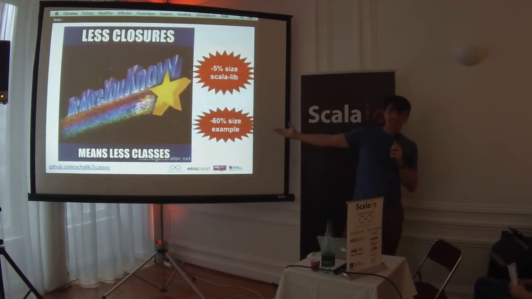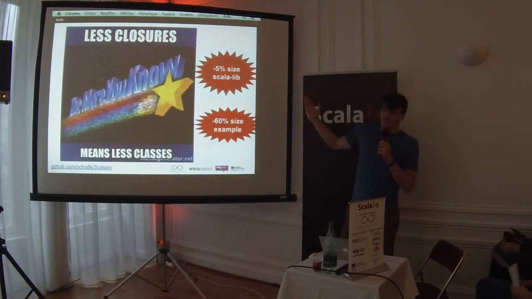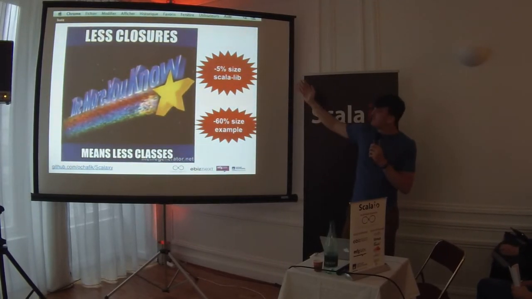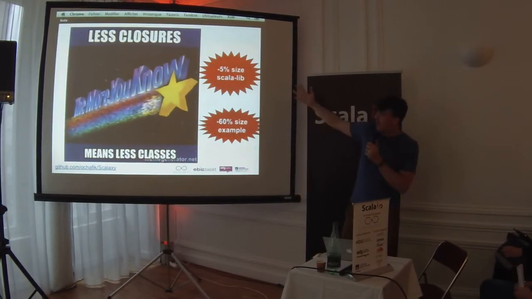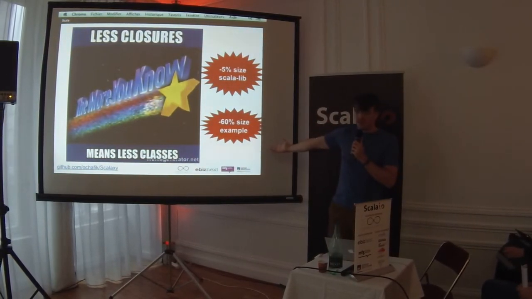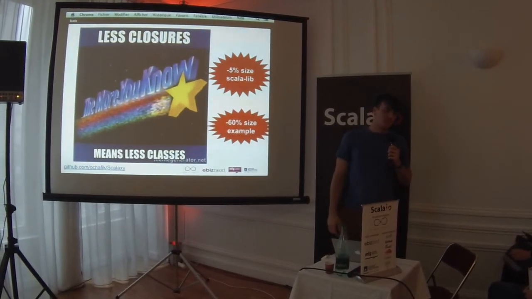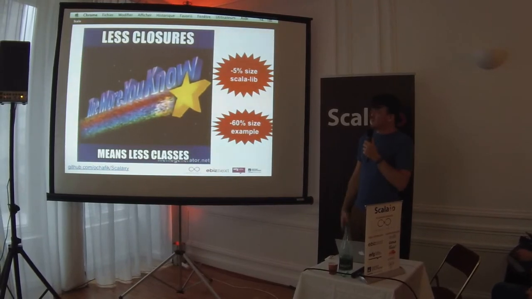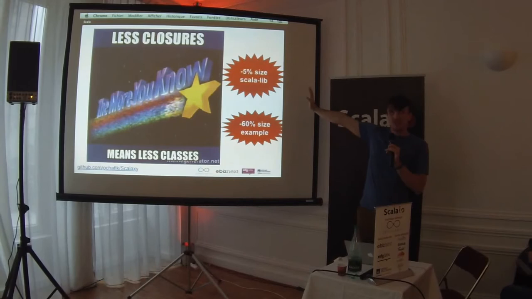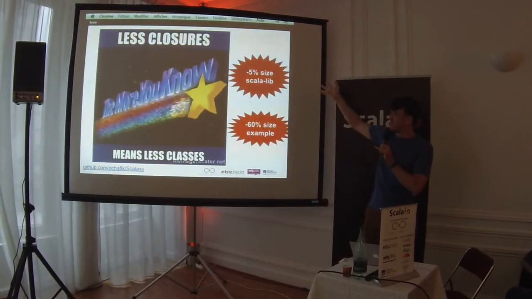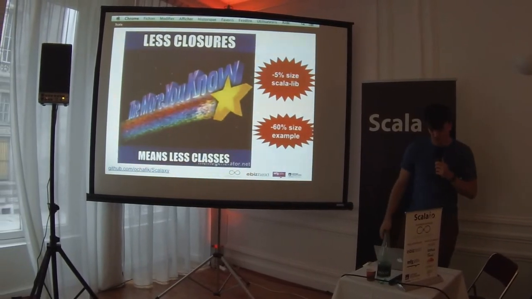A welcome side effect of removing closures is that you're going to end up with fewer classes. In the example projects on the GitHub repo, the code reduction can go up to 60% in size, because it's mostly lambdas in the examples. In a real-life jar like the Scala library, the initial test gave a 5 to 7% reduction of the jar itself, so maybe even more with the classes.